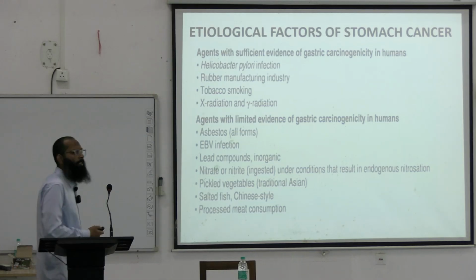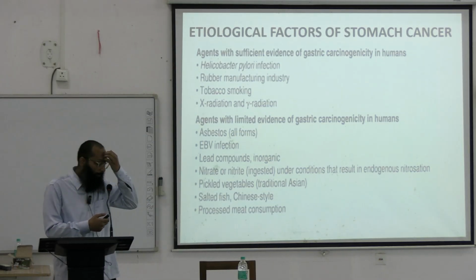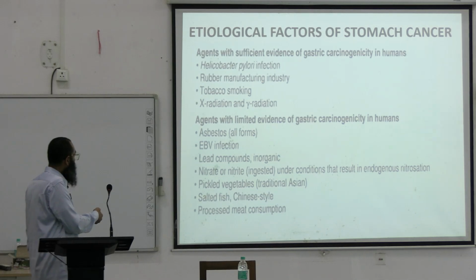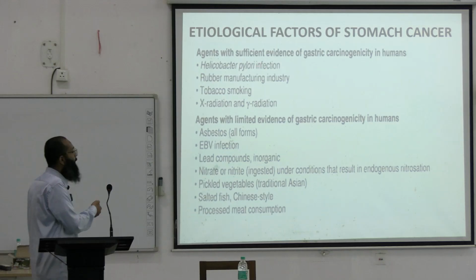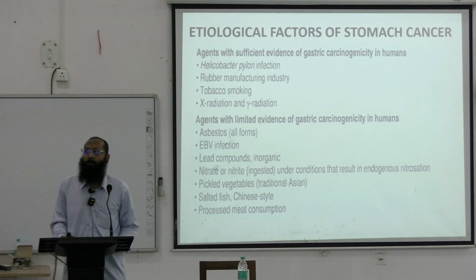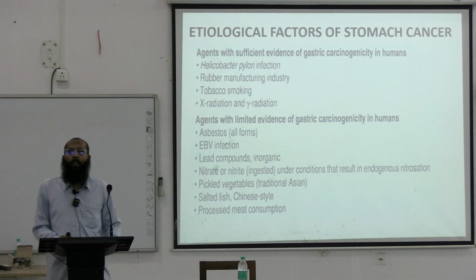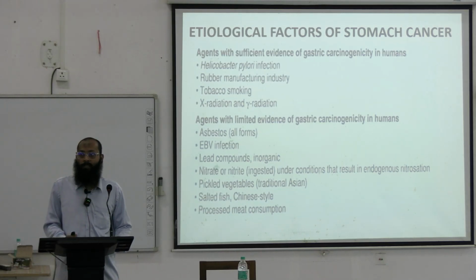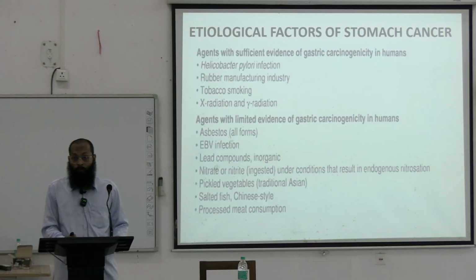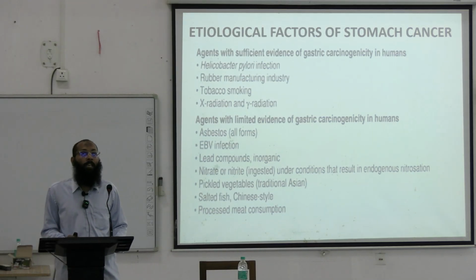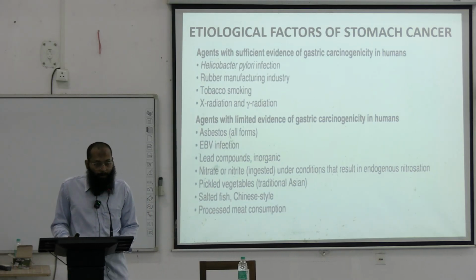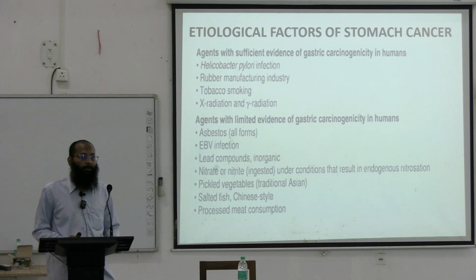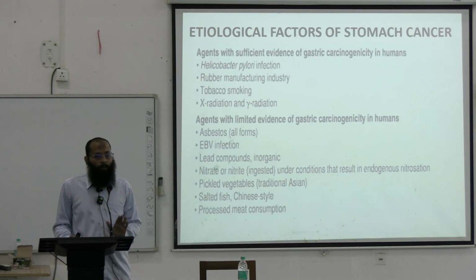Now, these are the etiological factors of gastric cancer. Can you read this? H. pylori, Helicobacter pylori. Have you heard about this? What does this bacteria do? Is it good for us or bad for us? Yes, bad for us. How? Causes peptic ulcer. Very good. How does it cause peptic ulcer? It causes peptic ulcer and also causes stomach cancer.